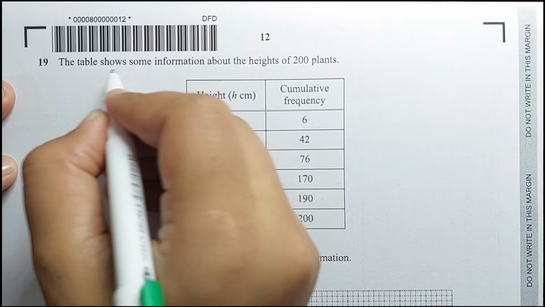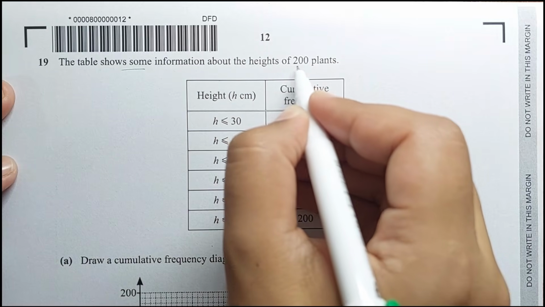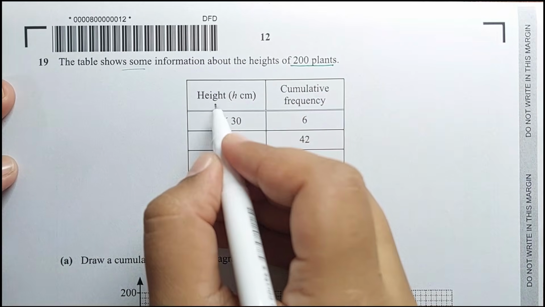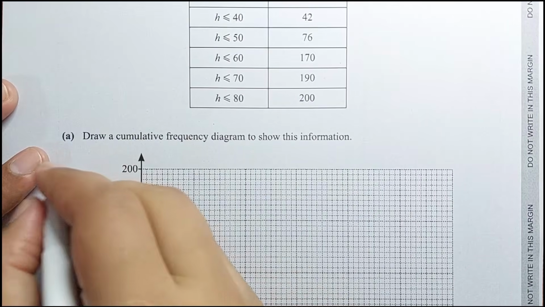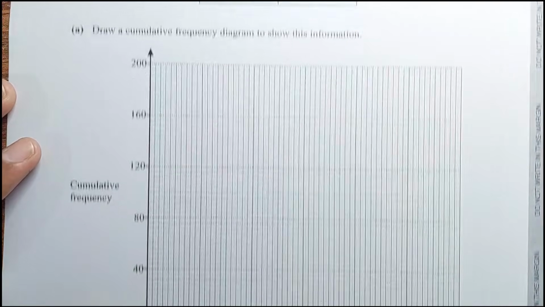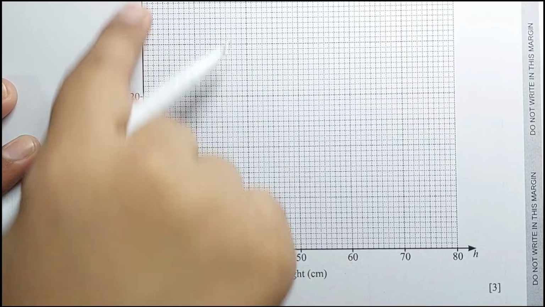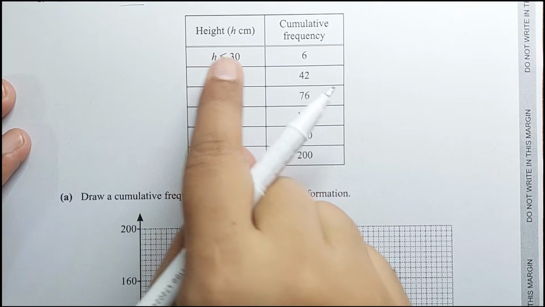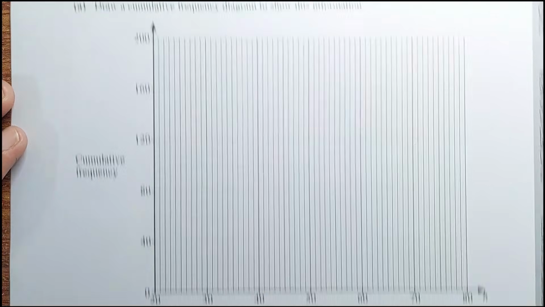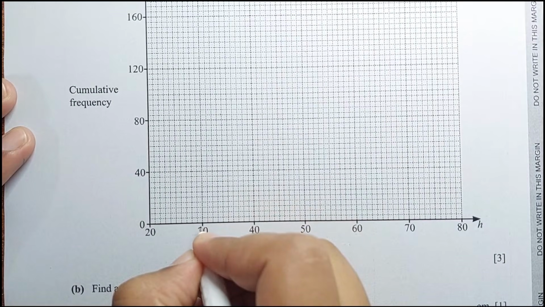Question number 19. The table shows some information about the height of 200 plants. The height, the cumulative frequency. Okay. Part A, draw a cumulative frequency diagram to show this information. We have cumulative frequency on the vertical axis and the height on the horizontal axis. When the height is 30, it's 6.